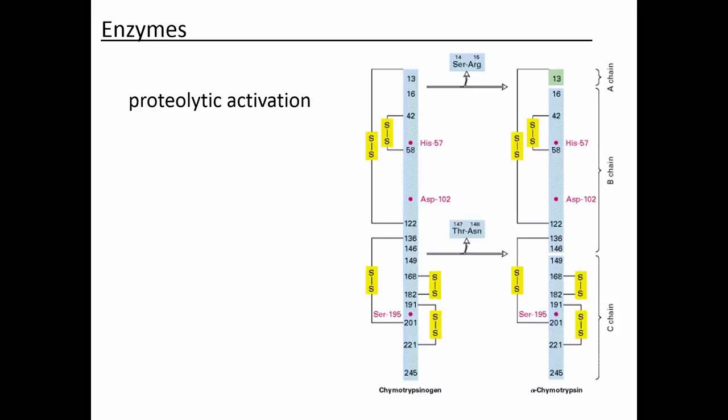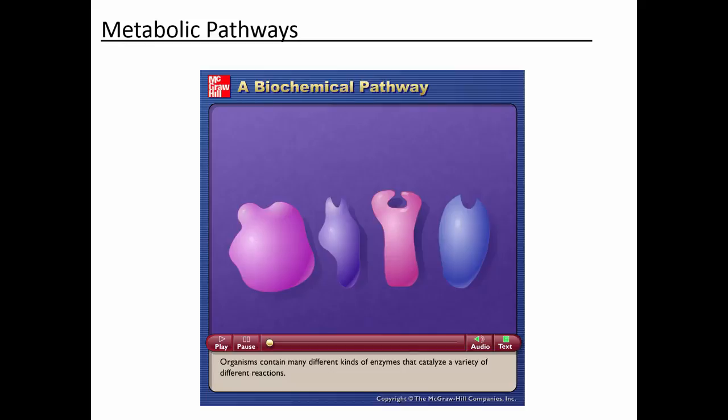Okay, so the last thing that we're going to talk about is how you can organize enzymes into what are called metabolic pathways. It says biochemical pathway at the top, but a biochemical pathway is the same thing as a metabolic pathway. This is going to describe to you in general what happens during a metabolic pathway, and then we'll talk about two types on the other side.